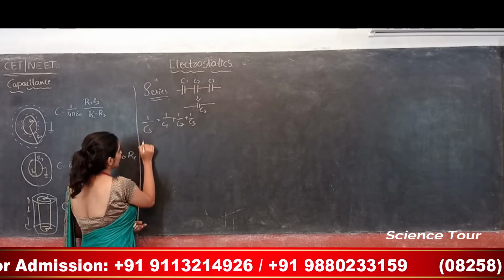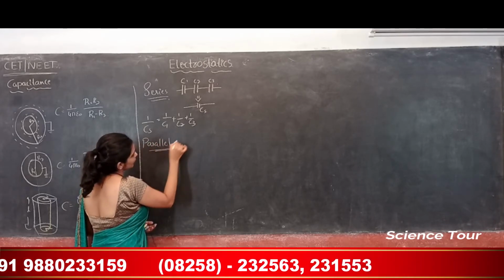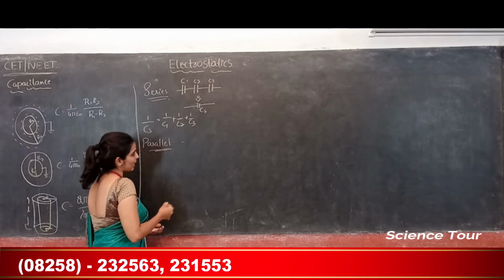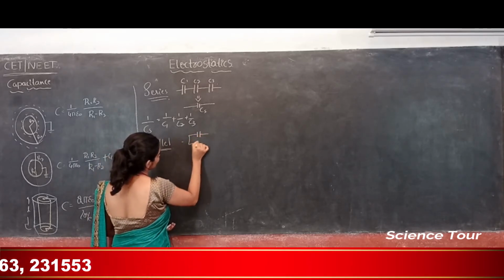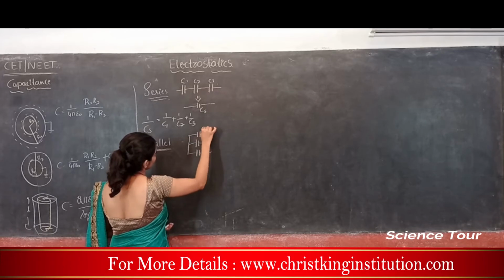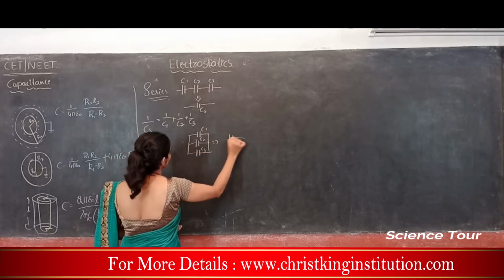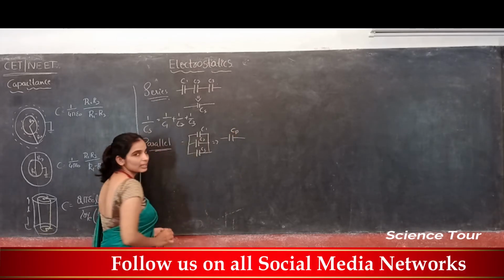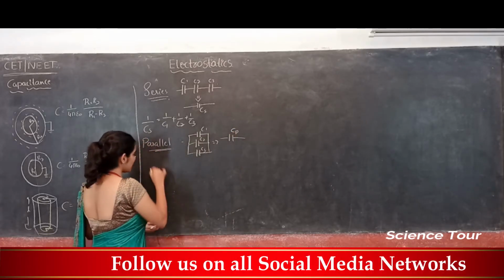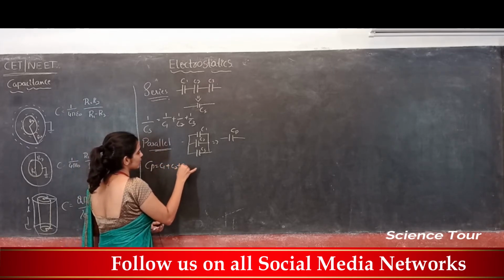What is the parallel combination of those three? The parallel combination of C1, C2 and C3 can be replaced by one capacitor. If I call its capacitance Cp, then Cp is equal to C1 plus C2 plus C3.